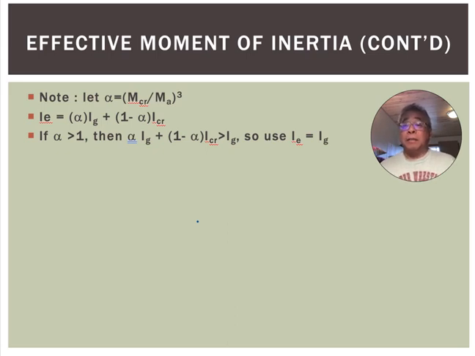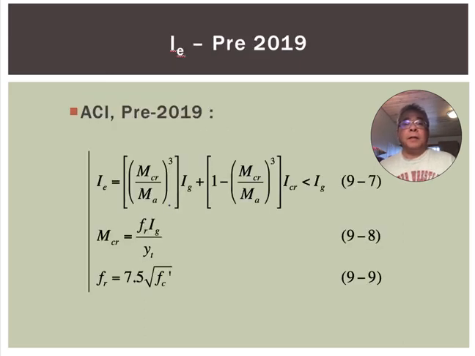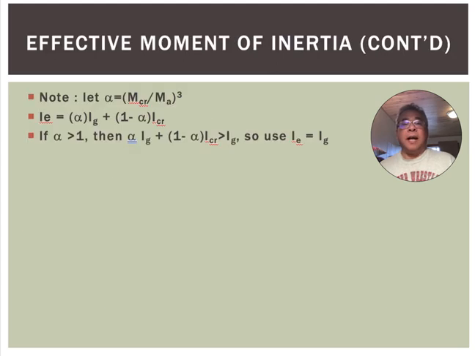So remember, that's less than 1 if it's cracked, because the applied moment, the denominator, is bigger than the numerator. You cube it, and then this formula up here is just alpha times I gross and 1 minus alpha times I crack. Alpha is the percentage that you're weighting. So let's say alpha is 30%. It'll be 30% times I gross and 70% times I crack. And if alpha is greater than 1, it means it's not cracked, so we just use I gross.